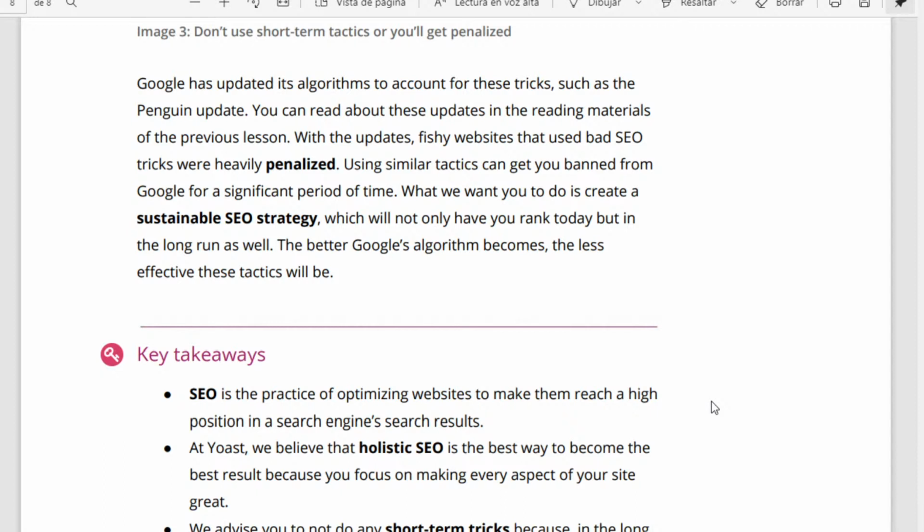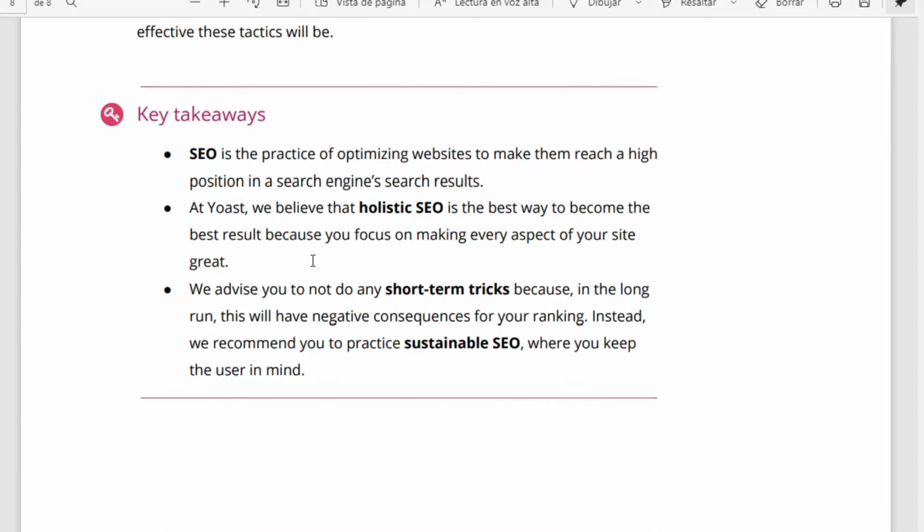What we want you to do is create a sustainable SEO strategy, which will not only have you rank today but in the long run as well. The better Google's algorithm becomes, the less effective these tactics will be.